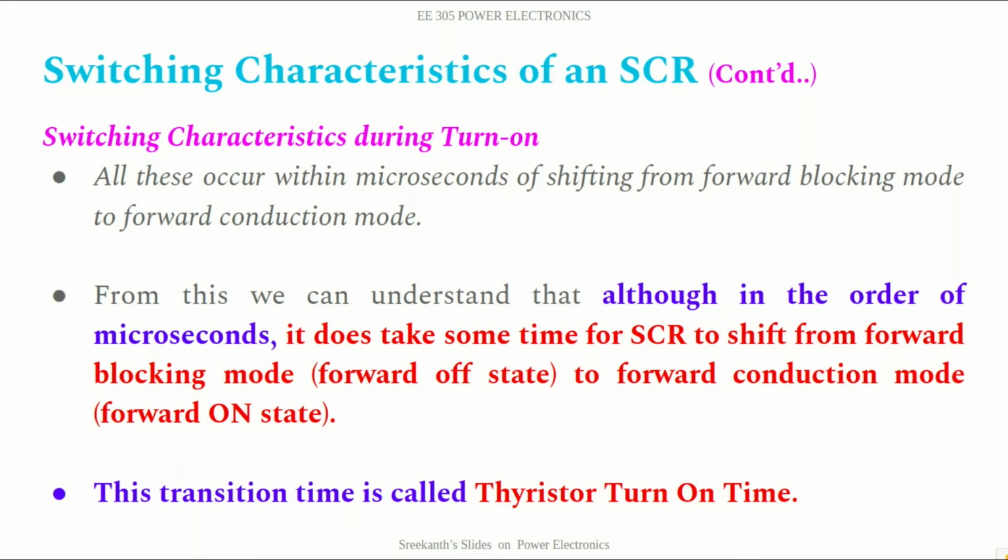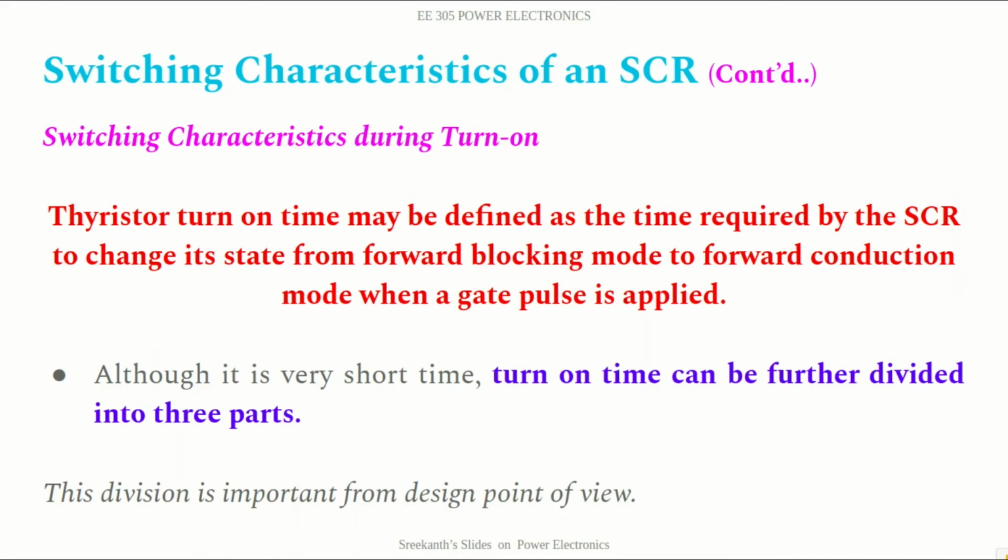From this we can understand that although in the order of microseconds, it does take some time for SCR to shift from forward blocking mode, that is forward off state, to forward conduction mode, that is forward on state. This transition time is called thyristor turn on time. So you can define thyristor turn on time as the time required by the SCR to change its state from forward blocking mode to forward conduction mode when a gate pulse is applied.